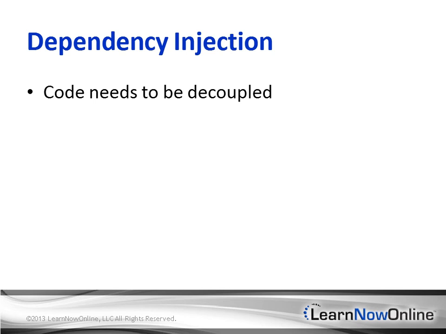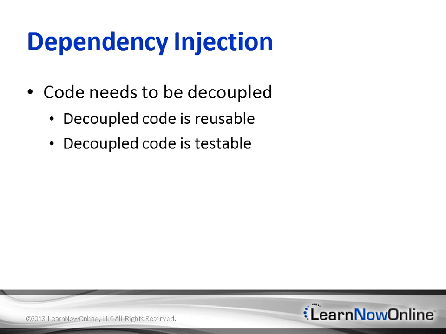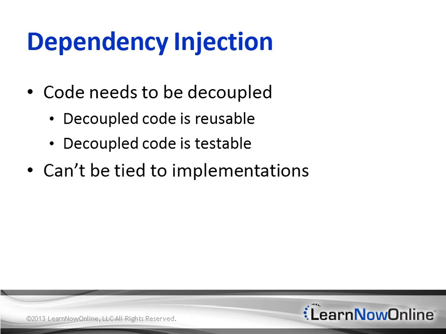So it comes from the fact that code needs to be decoupled. Decoupled code is reusable. Decoupled code is testable. And it can't be tied to specific implementations. So all these things kind of go together. Decoupled code is reusable and it's testable because it isn't tied to a specific implementation. Instead, the implementation is given to it. Now, if that sounds a little abstract, just hold on.